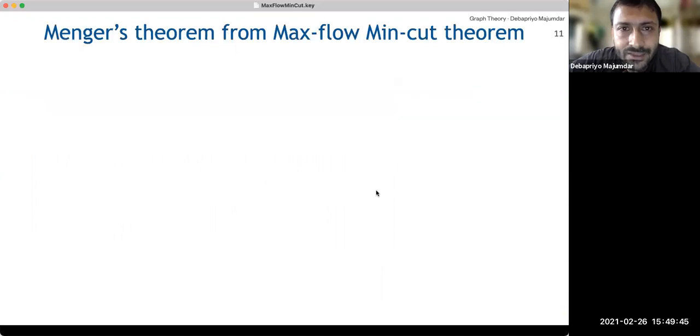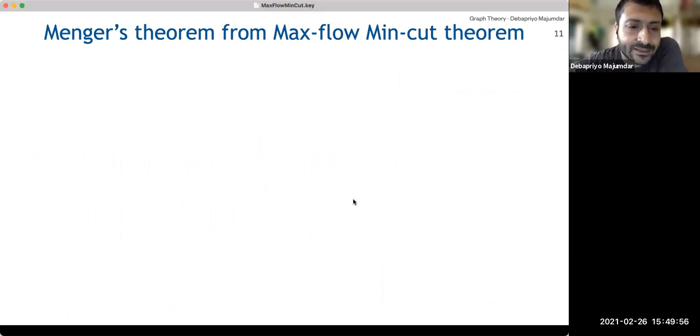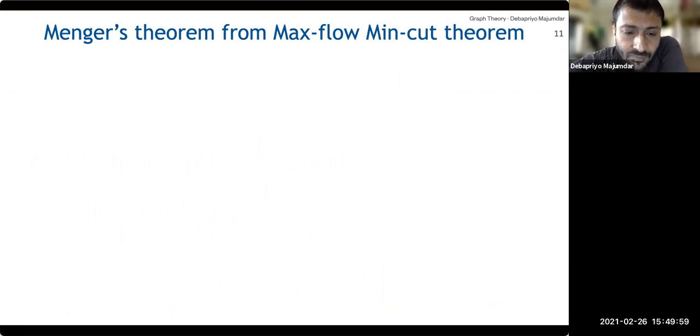Now let's look at another interesting connection. We looked at Menger's theorem in the last class, and we looked at the vertex variant. That means what we said is, in case of an undirected graph, if u and v are two vertices not adjacent already, then the number of vertices you need to remove to make u and v disconnected is the same as the number of vertex disjoint paths from u to v. So that was Menger's theorem.